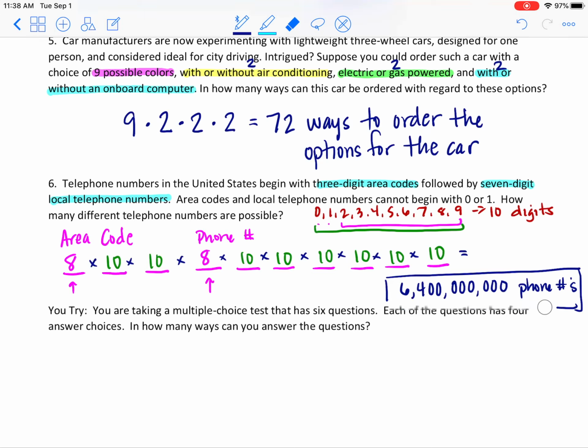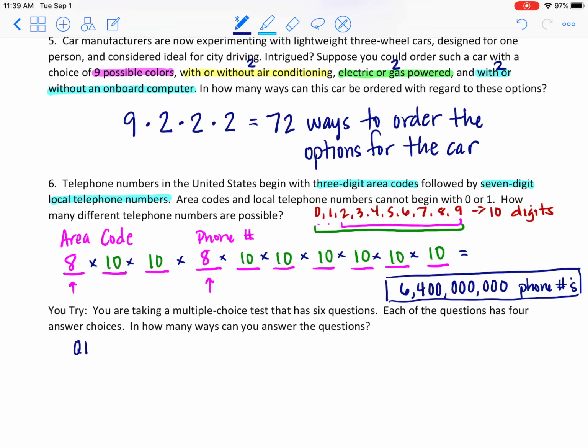And this is in the way, so let me try that again. Okay, so last one. Again, if you're feeling confident and you want to try it out, then give it a shot. If not, let's see what we got here. It says you're taking a multiple choice test that has 6 questions. Each of the questions has 4 answers. And how many ways can you answer the questions?